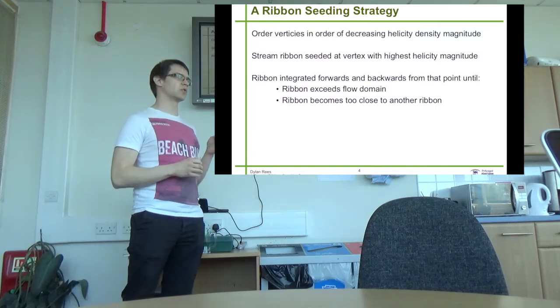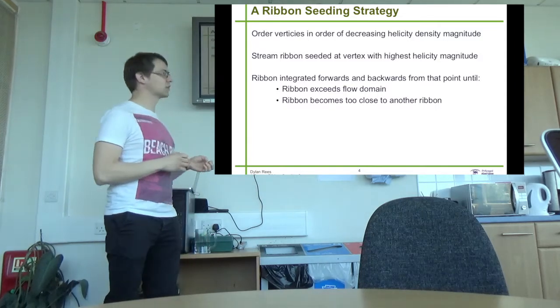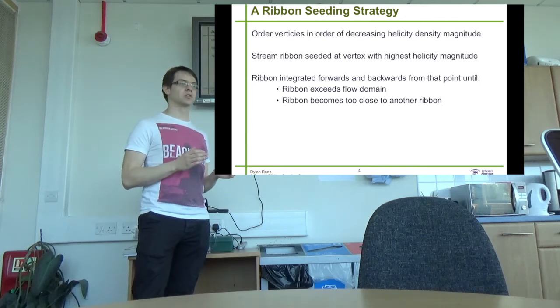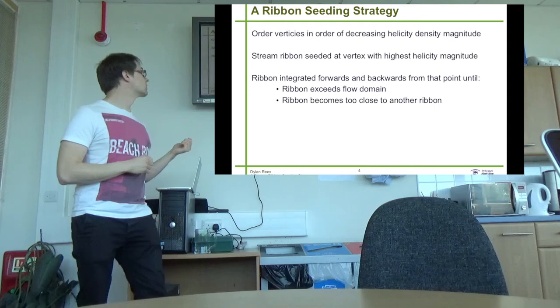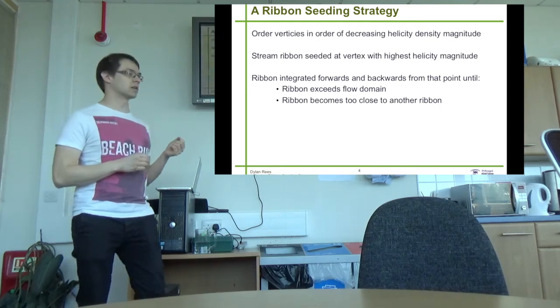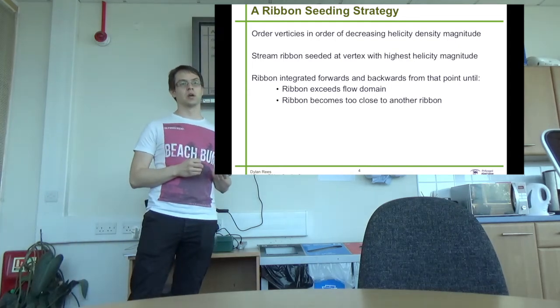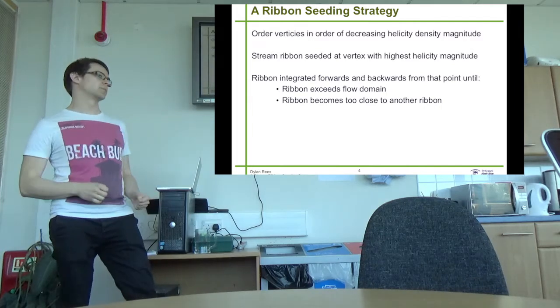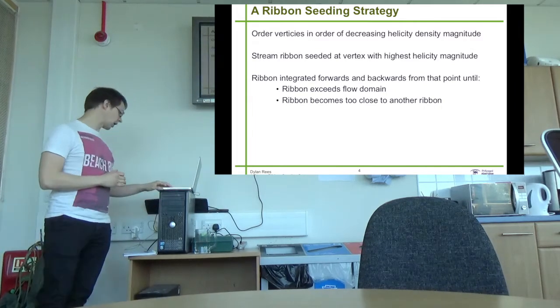Once the ribbon is complete, we move on to the next vertex in our list. If this is over a prescribed distance away from our original ribbon, we can use this as our next seeding point. And again, we would integrate until the ribbon exceeds the flow domain, reaches a sink or a source, or becomes too close to another ribbon. And that's the basis of our algorithm.